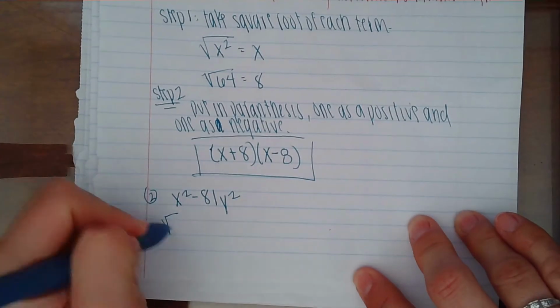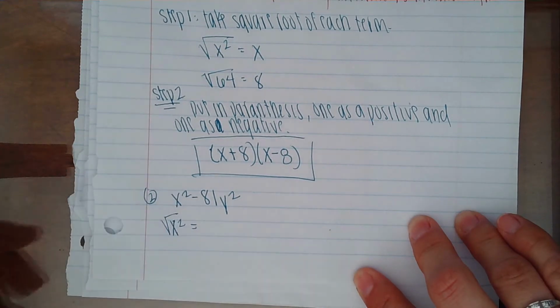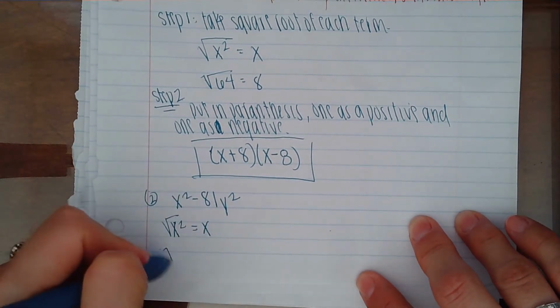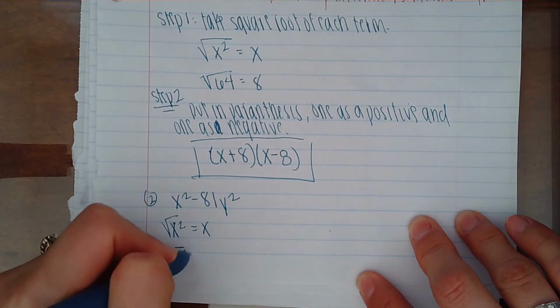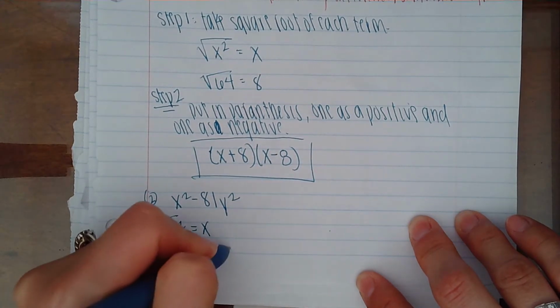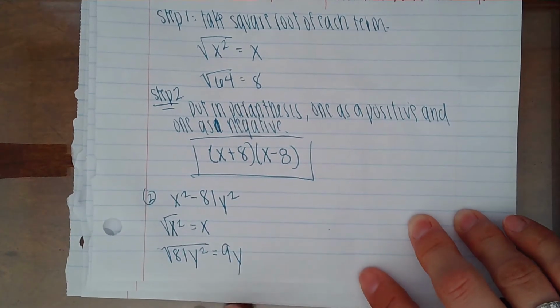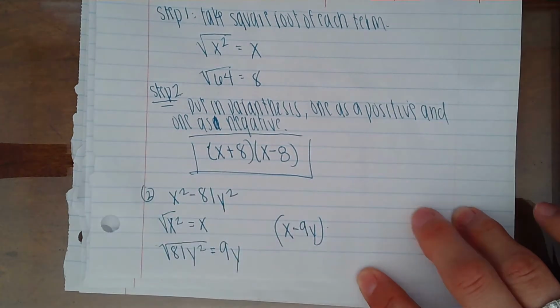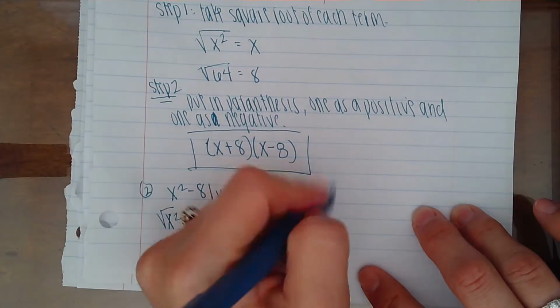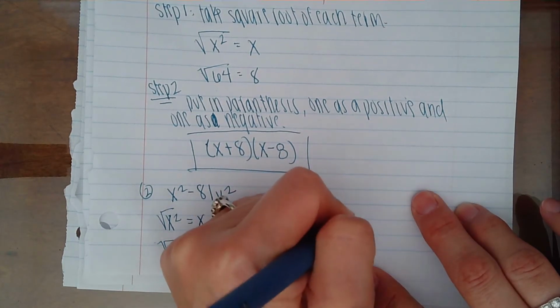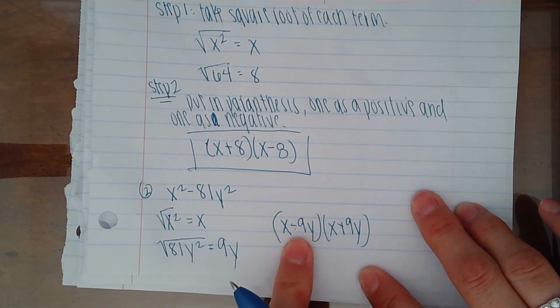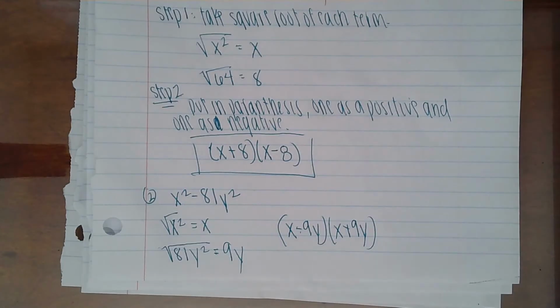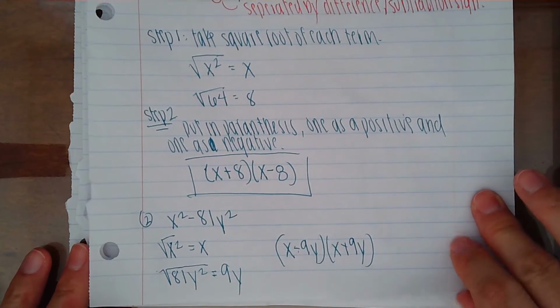So you're just going to take the square root. The square root of x squared will be x, and the square root of 81y squared is going to be 9y. Same thing, you could just go ahead and do x minus 9y for your first parentheses, and then x plus 9y, or the other way around. So one of them is a negative and one of them is a positive. That is the difference of two squares. So now we are going to talk about perfect square trinomials.